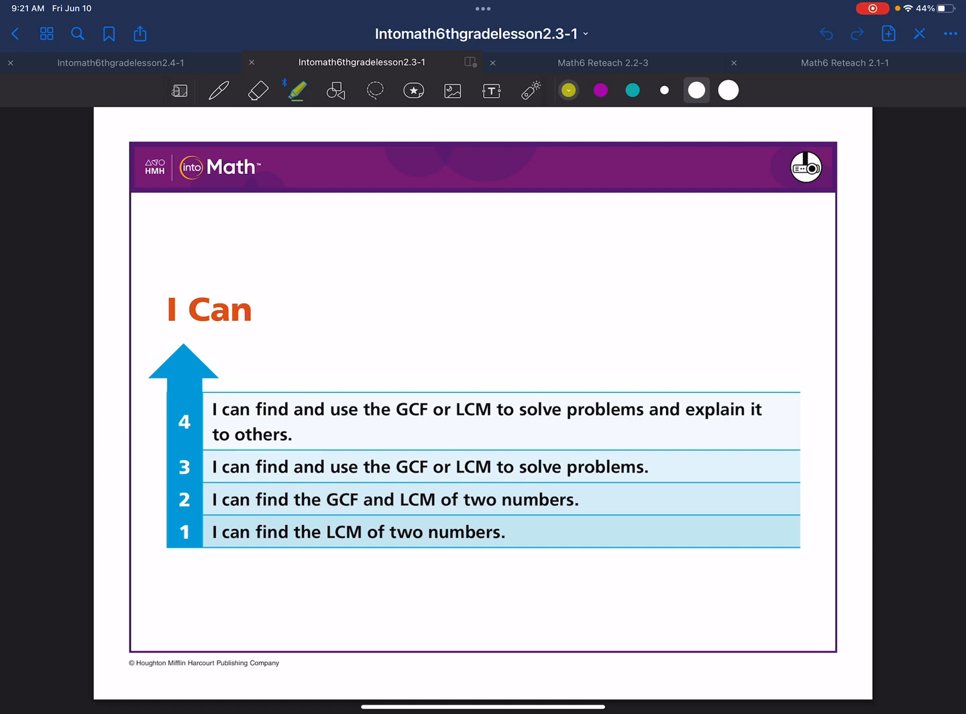Today we will review the sixth grade math lesson 2.3. This lesson will cover how to find and apply the least common multiple and the greatest common factor. Here is your I can statement. I can find and use the GCF or LCM to solve problems and explain it to others.